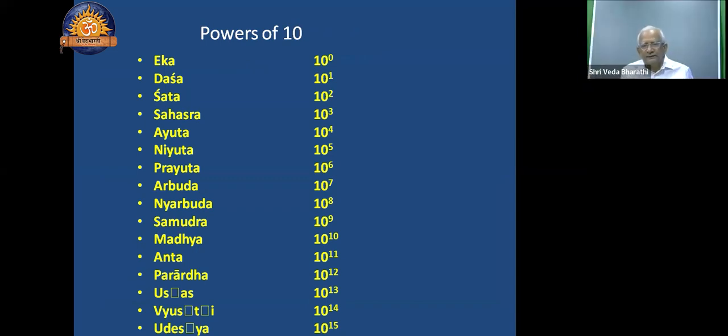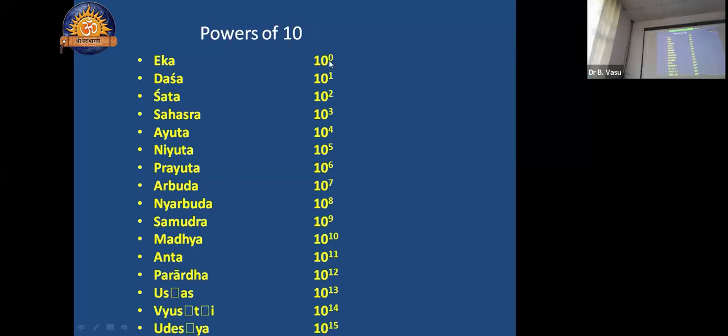Ekacha dasashatancha sahasrancha ayutancha niyutancha prayutancha arbudancha nyarbudancha samudrascha madhyancha antascha parardhascha tanme manasya sankalpamastu. It is nothing but a set of numbers with the powers of 10. 10 to the power of 0.